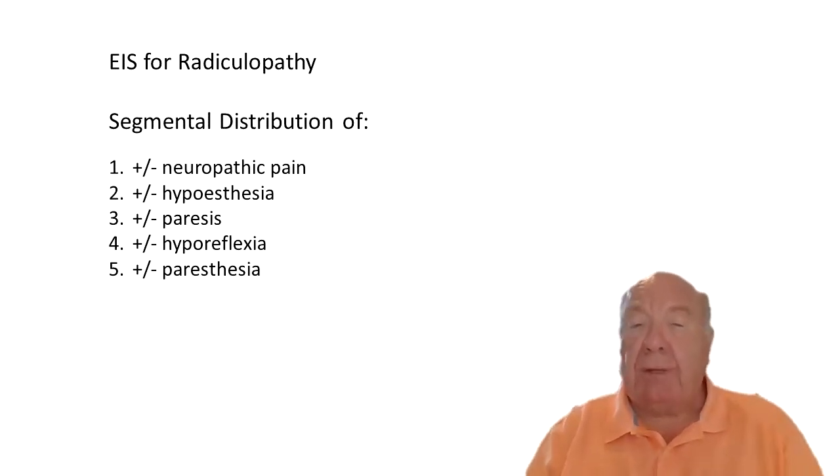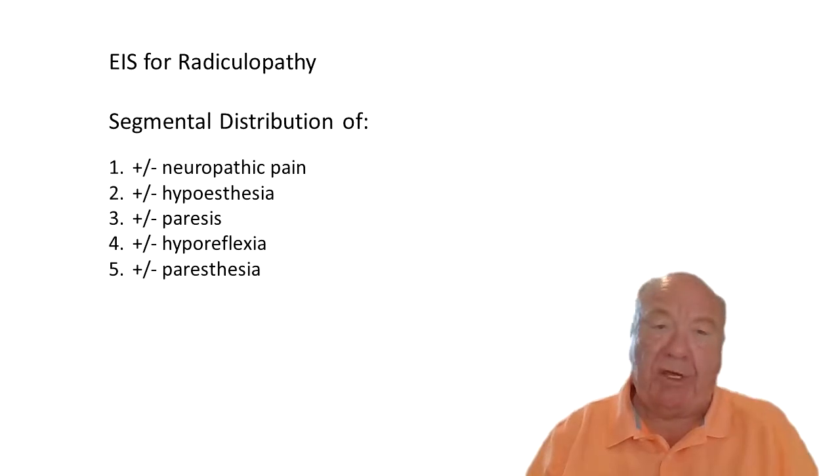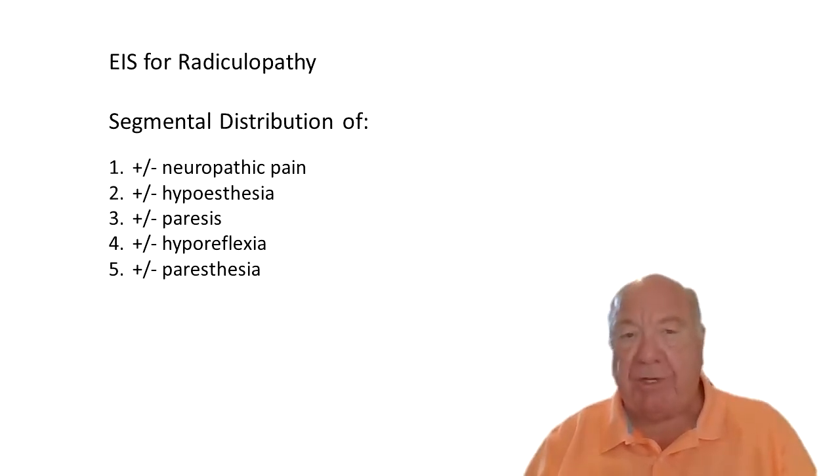Okay, so a radiculopathy. We have an EIS for radiculopathy. We should have one for each of the conditions. This is less of an EIS than it is what a radiculopathy contains. Now, it may be one of these, more of them, or all of them. And often it's not a matter of whether they have a hyperreflexia, for example, but whether it can be detected clinically, which is the other issue.